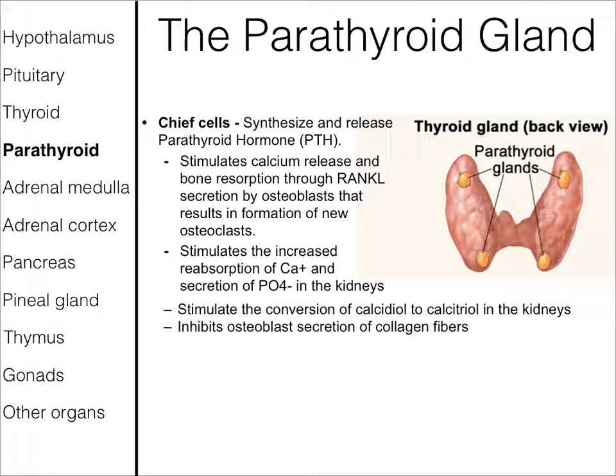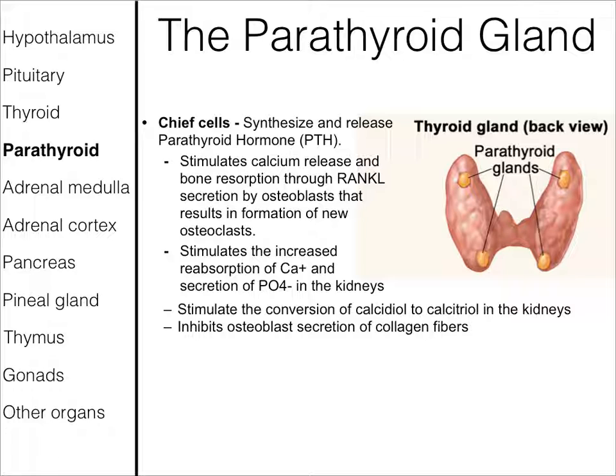While they are attached to the thyroid, they're definitely different tissue than the thyroid. Parathyroid glands are made primarily, or at least the primary hormone-secreting cell in them, are what are called chief cells. These are the cells that make and release parathyroid hormone. The effects of parathyroid hormone are to stimulate calcium entrance and maintenance in the blood. It raises blood calcium levels.